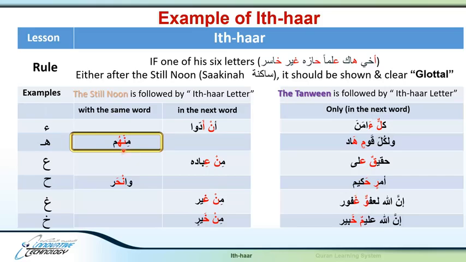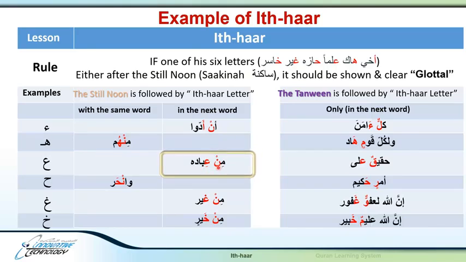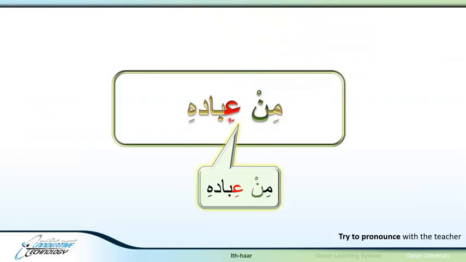Next example is for the Ha, and we're going to take the example within the same word. Minhum. We have a Nun Sakinah followed by a Ha with a Dhamma, and we pronounce the Noon clearly without exaggerating the gunnah and without إخفاء. Minhum. Next example, Min Ibadihi. Nun Sakinah followed by Ain with a Kasra, pronounced clearly. Min Ibadihi.